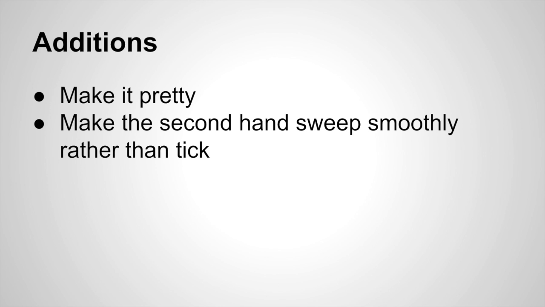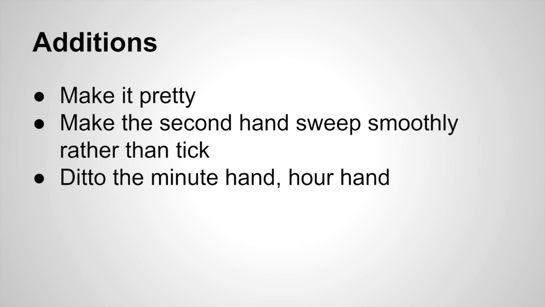Also, the second hand right now has got that tick, tick, tick action going on where it ticks once per second. We could make it into sort of a different kind of analog clock and have the second hand sweep smoothly rather than tick. And you might be able to do that by adding on a fraction derived from the milliseconds value of the system clock, let's say. Also, you could do the same with the minute hand and the hour hand.